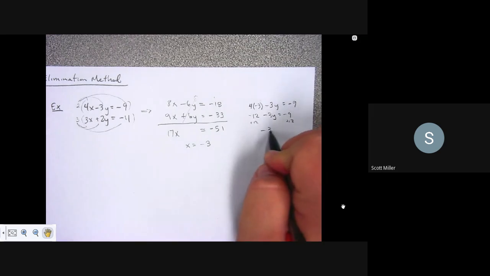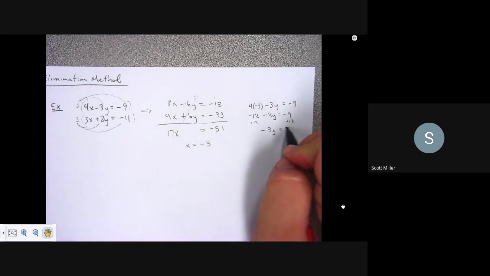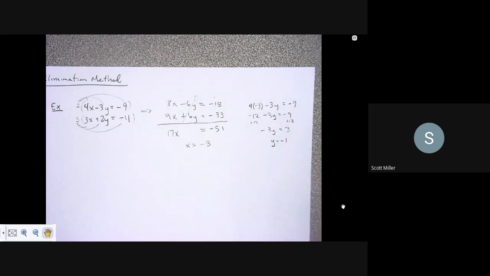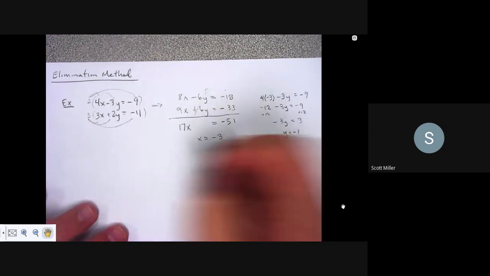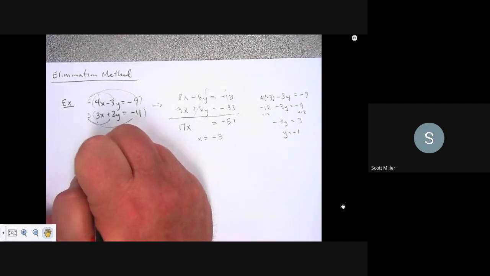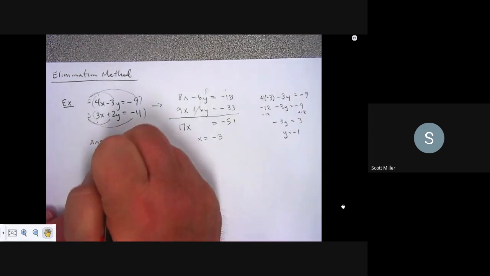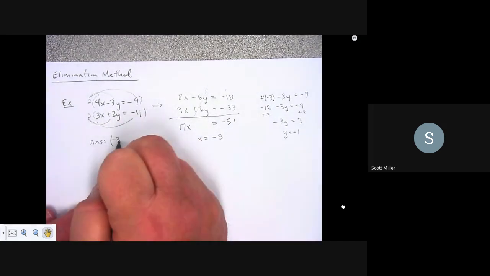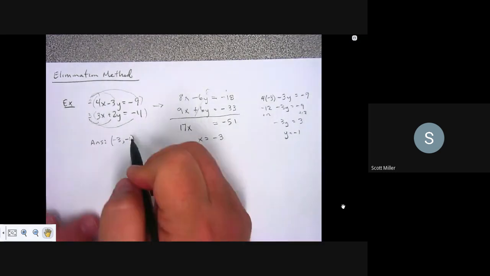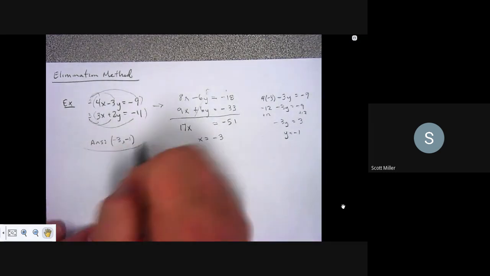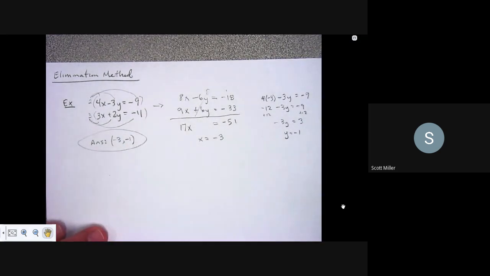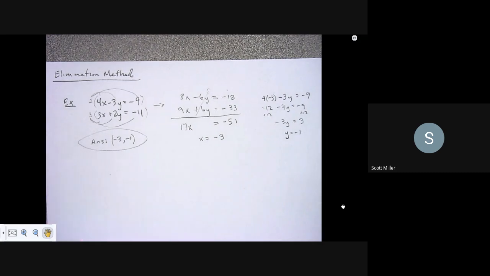And so -3y equals 3 divided by -3, so y equals -1. Once I have that, my answer is written as a point, (-3, -1). And then you would check each of those to confirm that that is indeed true. Okay? This is the elimination method.